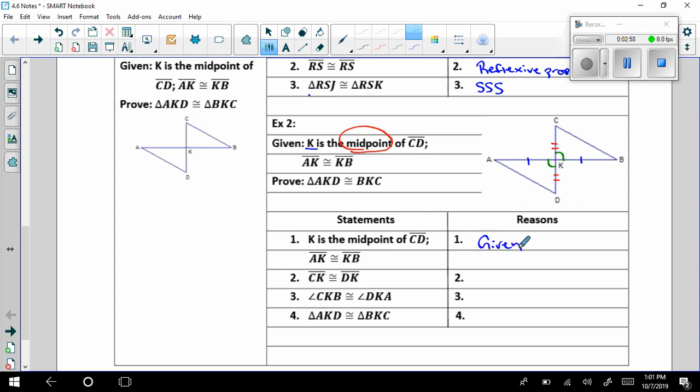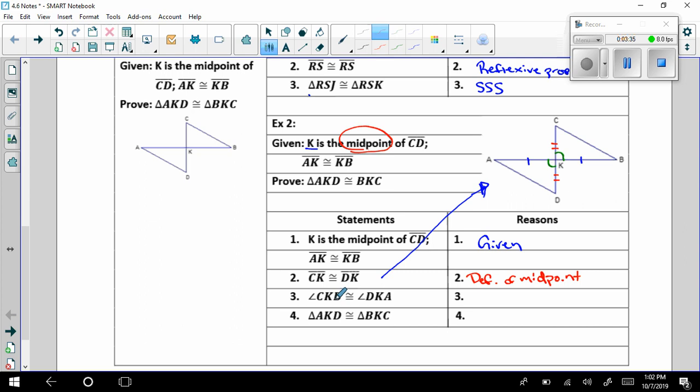All right, so again, starting out with your given information. And then essentially, if you look at the diagram and at the statements, you're going to state why you were able to mark those. So if you mark up your picture first, that can make this process a little bit easier. So why were we able to mark CK congruent to DK? Well, that again was because of that word midpoint. So we can put definition of midpoint.